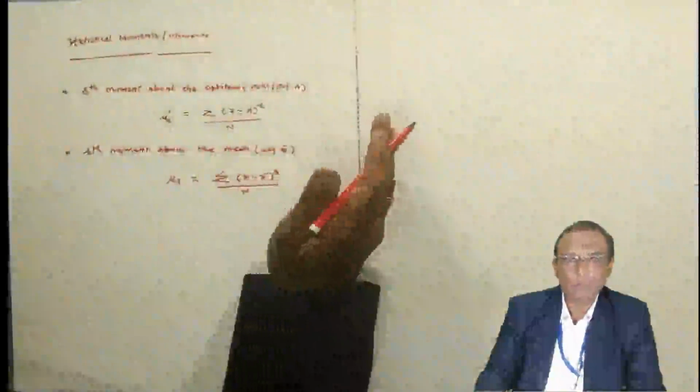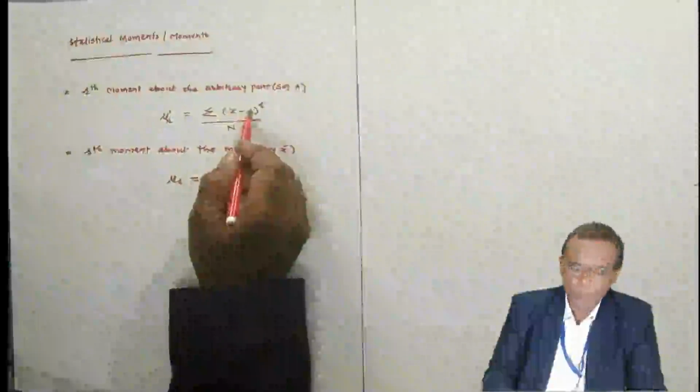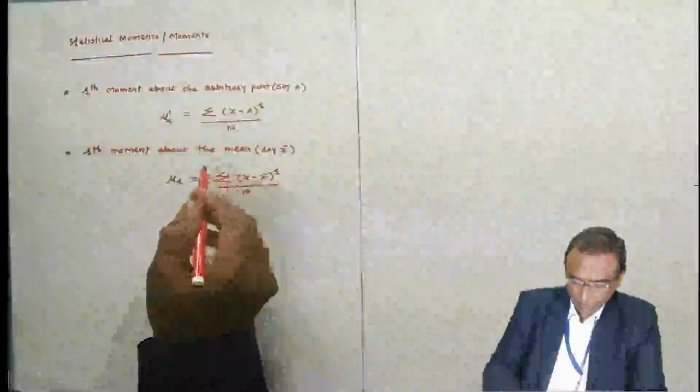Now the moment about the origin. There are normally three types of moments studied: moment about the origin, moment about an arbitrary point, and moment about the mean. For the moment about the origin, in place of A, you have to put 0 only. Now, there is a relation between the moments about the mean and the moments about the arbitrary point.